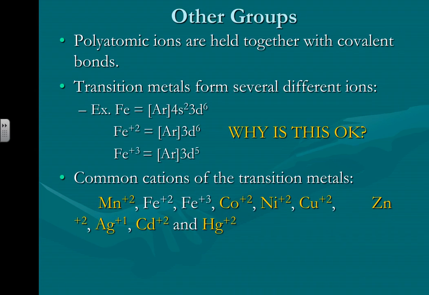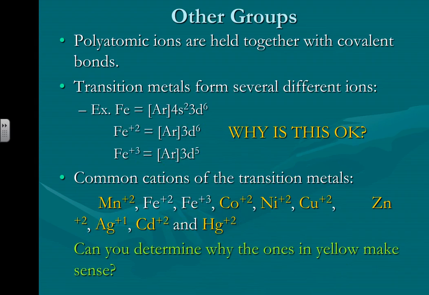Other common ions, sorry about the spacing on this one, transition metals also form other common ions. The ones that are in yellow are the ones that you definitely should be kind of familiar with. Cobalt, nickel, and copper, also manganese tend to form +2s. The zinc, which is a 2+ all the time, and your silver, which is a 1+ all the time. You need to know those definitely.